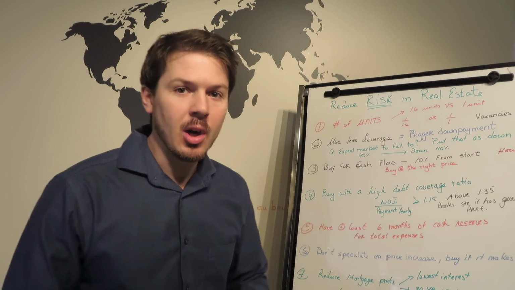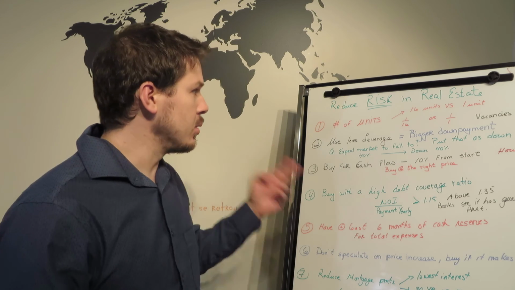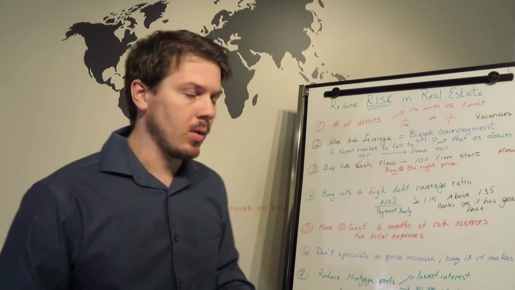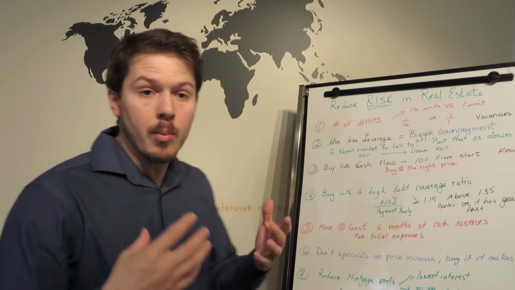What's up, you guys? Tommy Shaw here, and today what I'll be talking about is 7 points to reducing risk in real estate. So step number one, or first point, is the number of units.